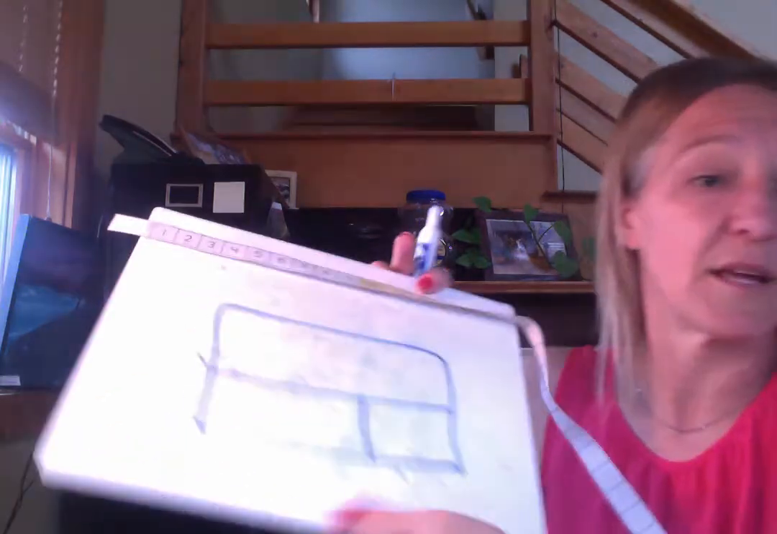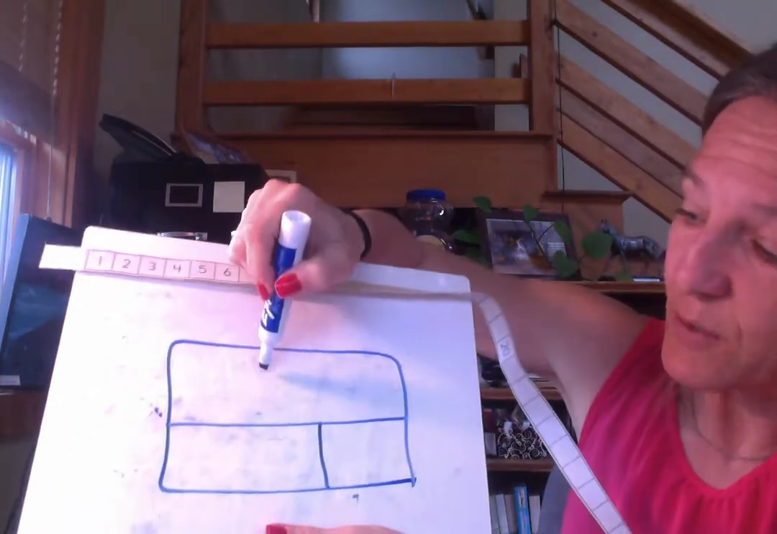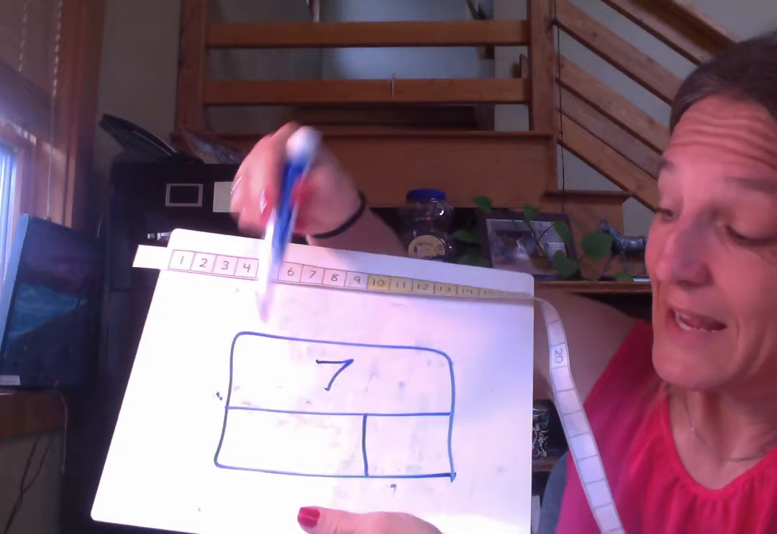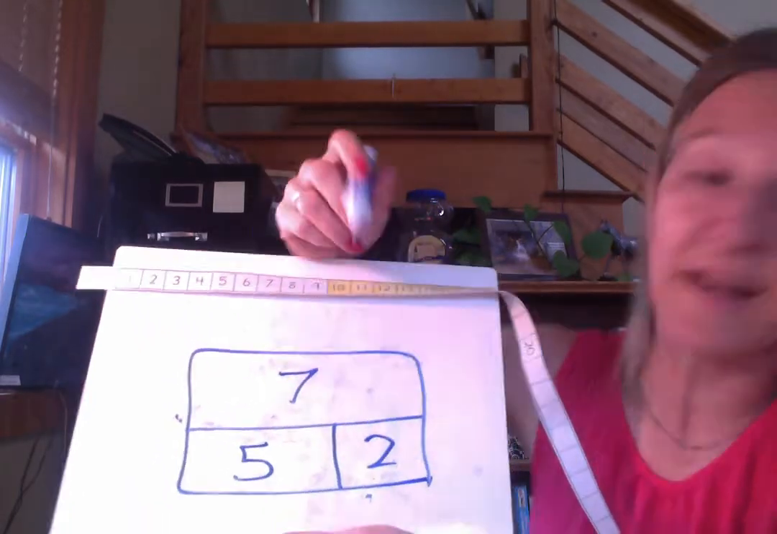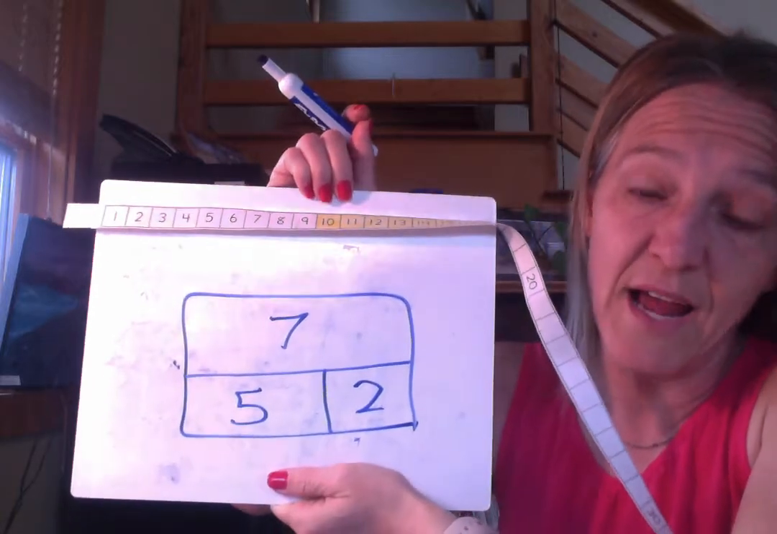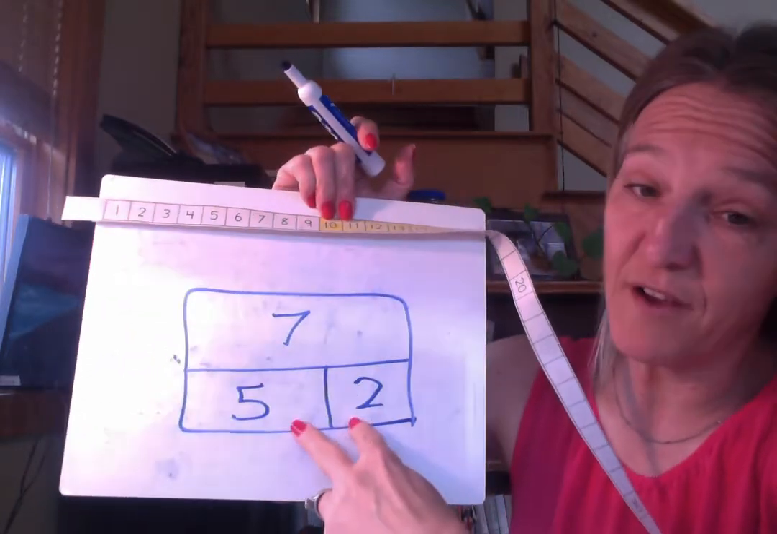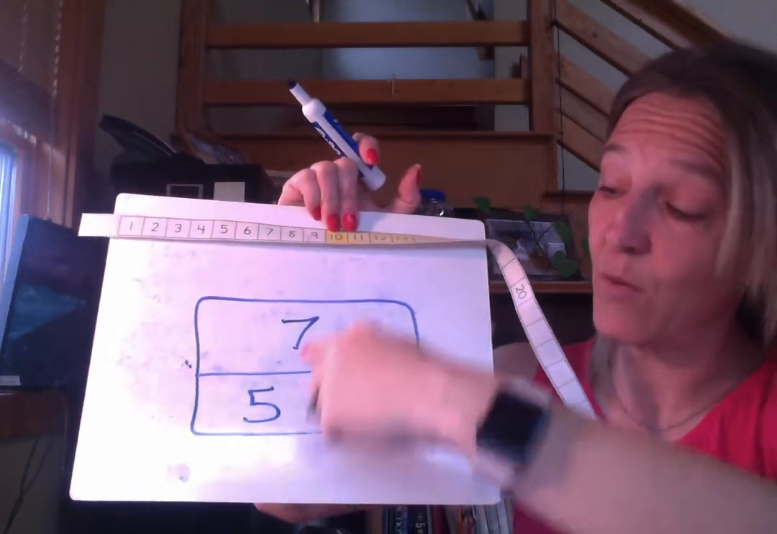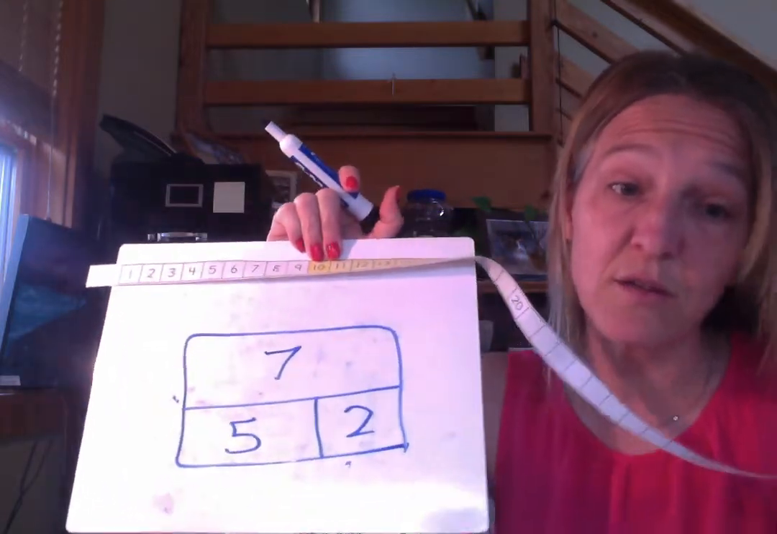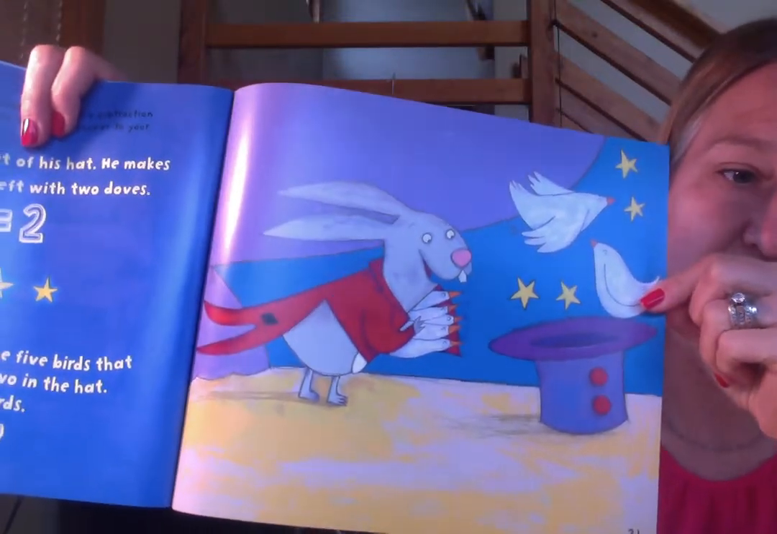I think those were the same numbers we did last time. They like 7 and 5 and 2. So he had 7 in the hat. He made 5 of them disappear. And he has 2 left in his hat now. So if I add the 5 and the 2, it has to make the 7. And if that works, then we know we did the subtraction the right way. And there he is doing his magic trick.